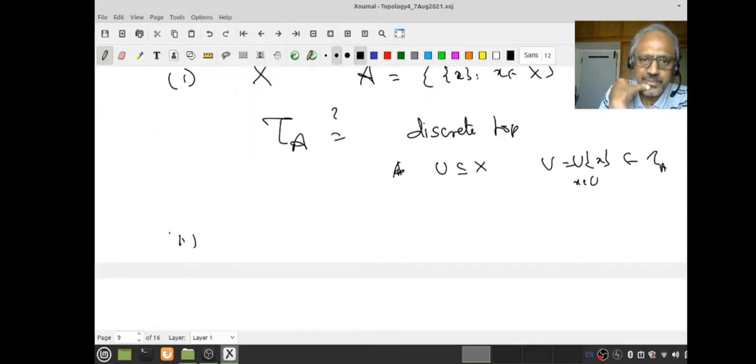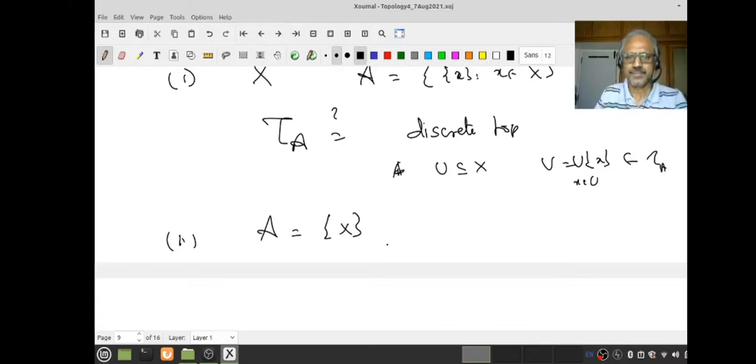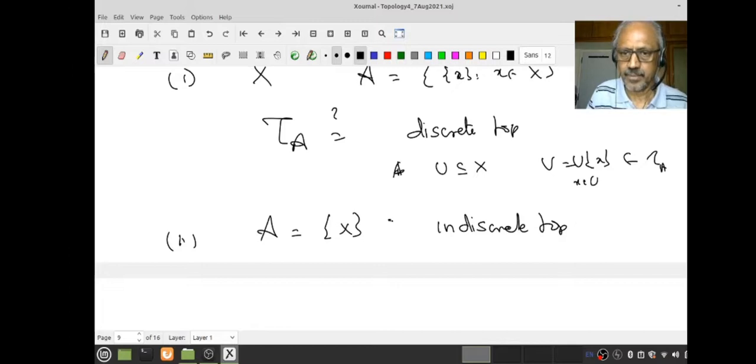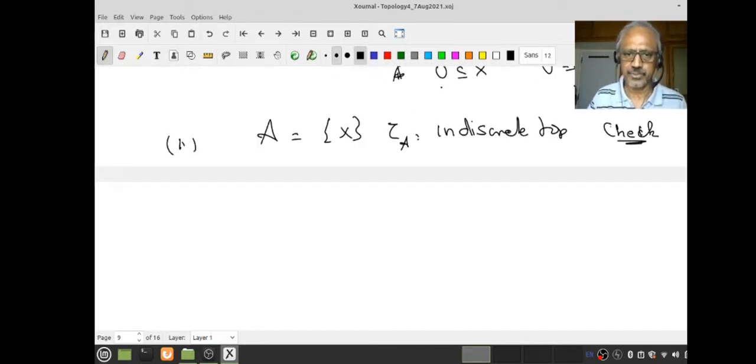What should be the next question I should ask? Now my partition consists of only X, the single set. What do you think the topology is? I'm sure all of you know. Tau of A is the indiscrete topology. Please check. These are all easy. I had already done a lot of such examples, so you should know.